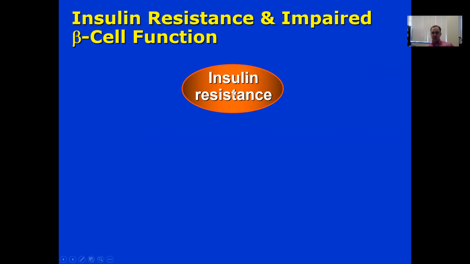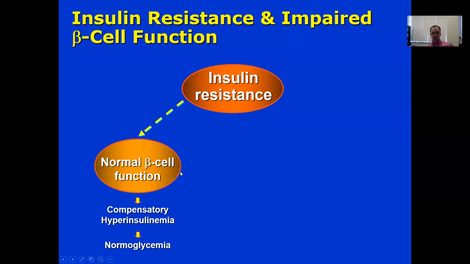If you have insulin resistance but normal beta cell function, what's happening is you have compensatory hyperinsulinemia, which means that your beta cells, your pancreas, is able to keep up with the rising glucose levels, and therefore you have normal glycemia. That's usually what happens initially in the earlier stages as someone starts to develop insulin resistance.